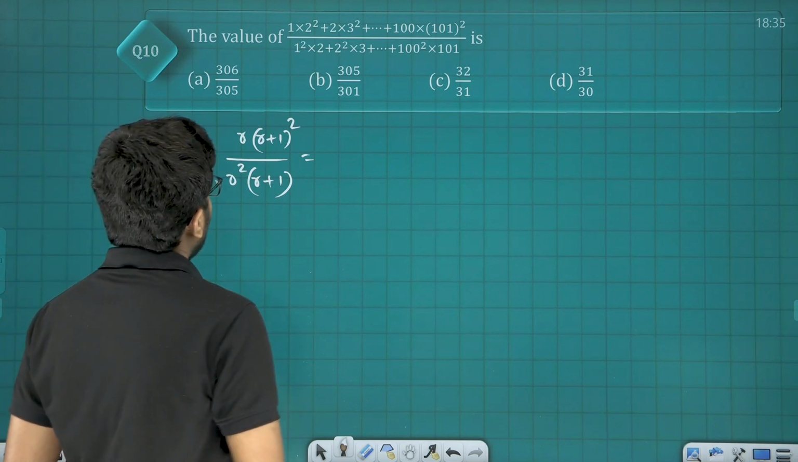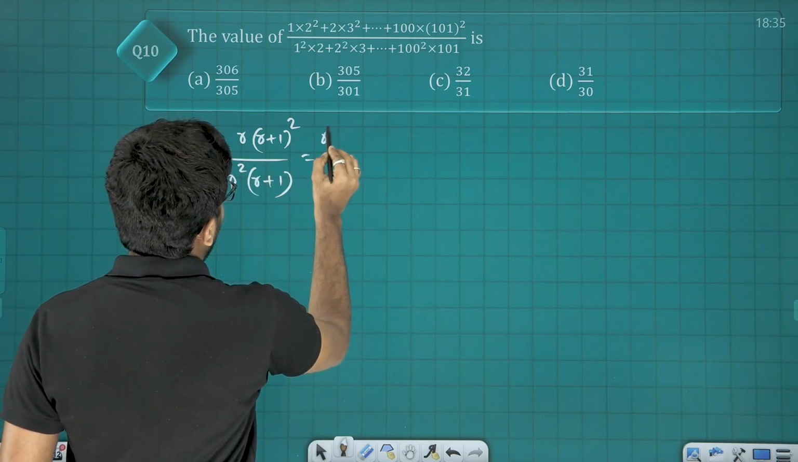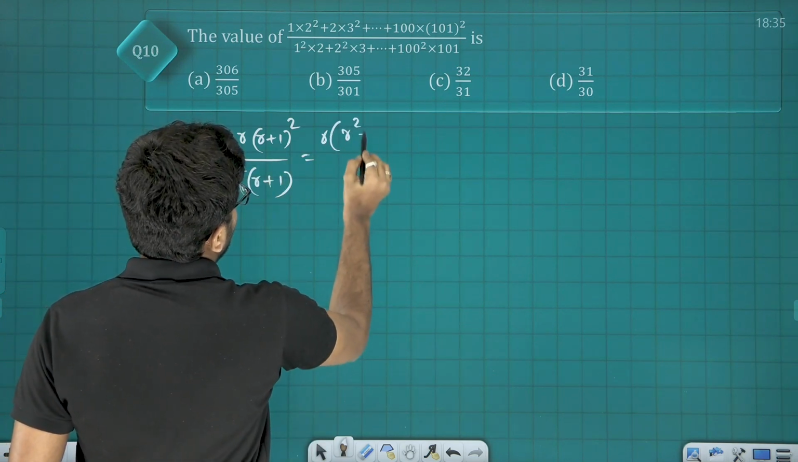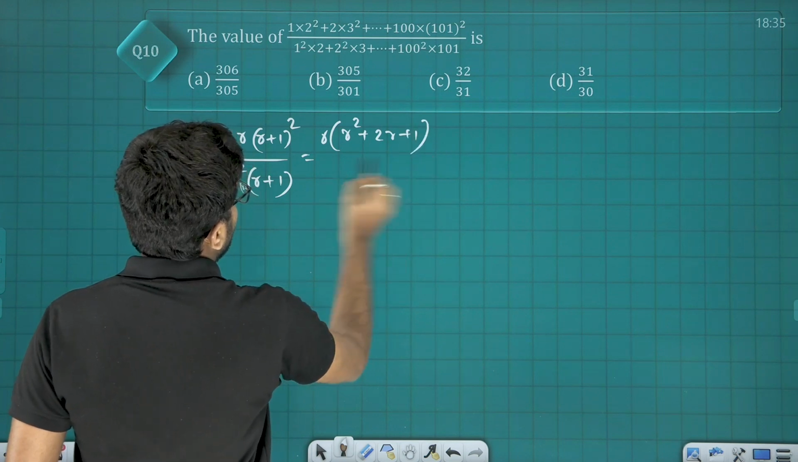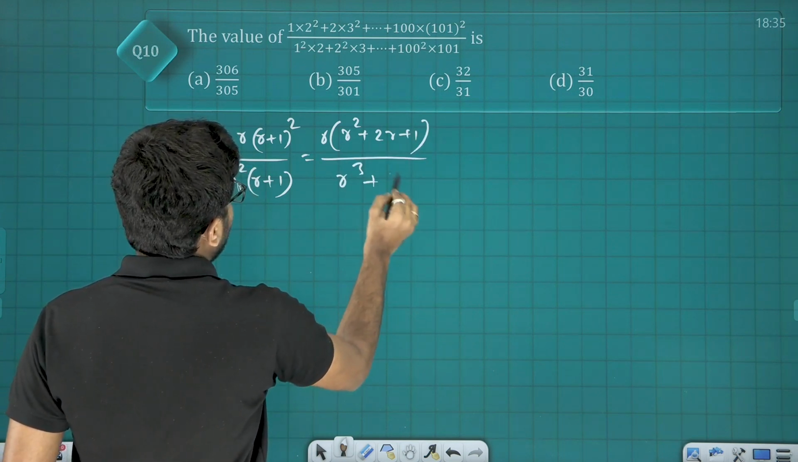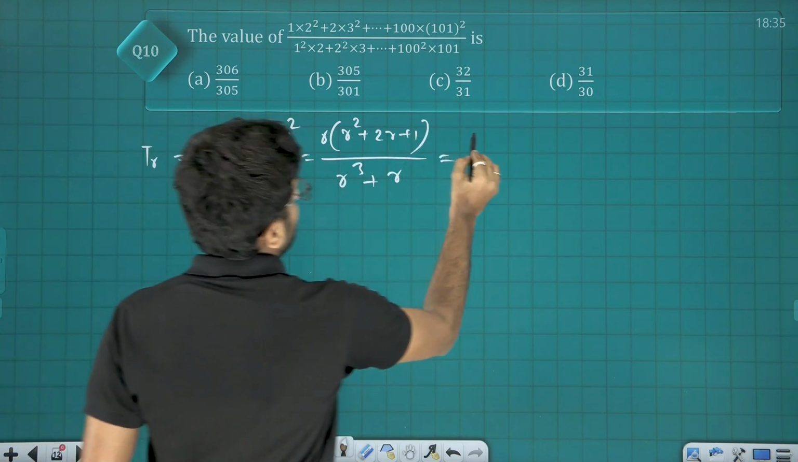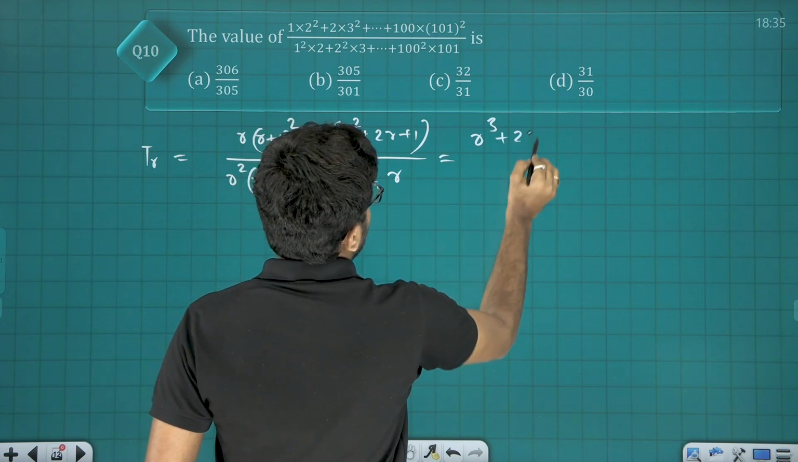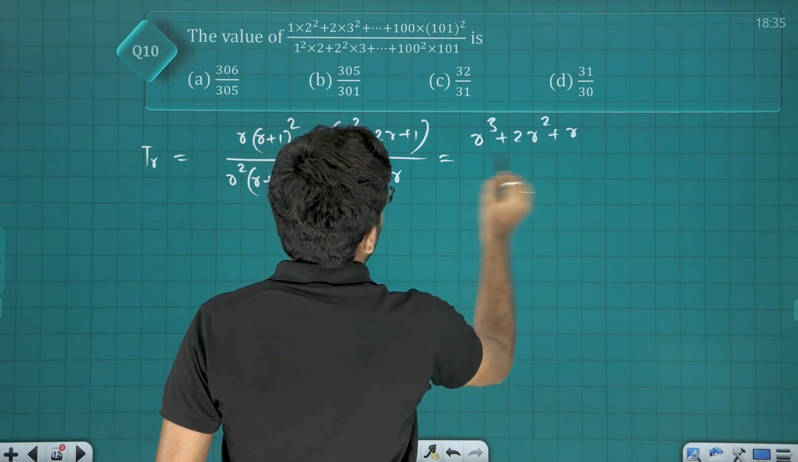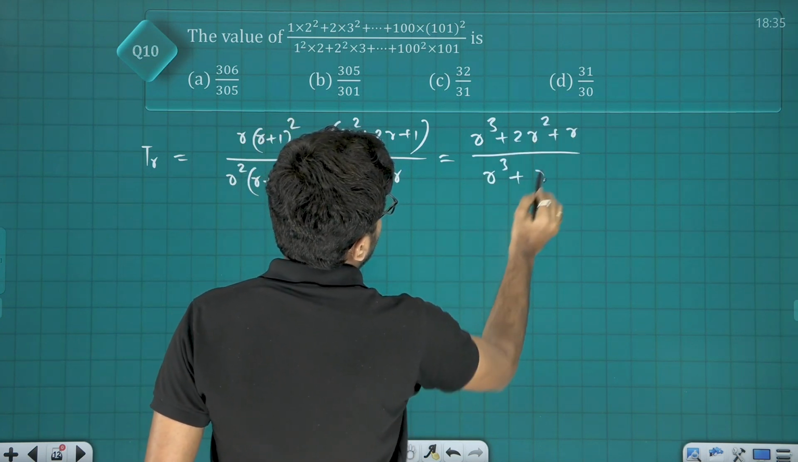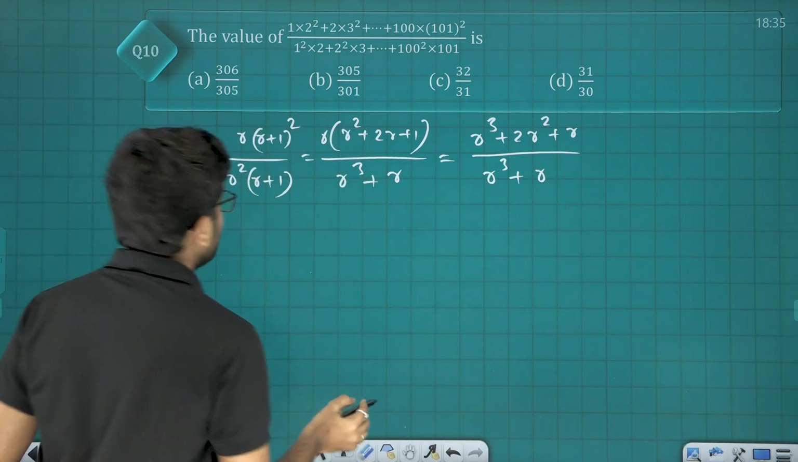If you simplify, what happens? R into r plus 1 whole square. R plus 1 whole square is r square plus 2r plus 1, divided by r cube plus r. So finally we get r cube plus 2r square plus r divided by r cube plus r. Now see this, friends.